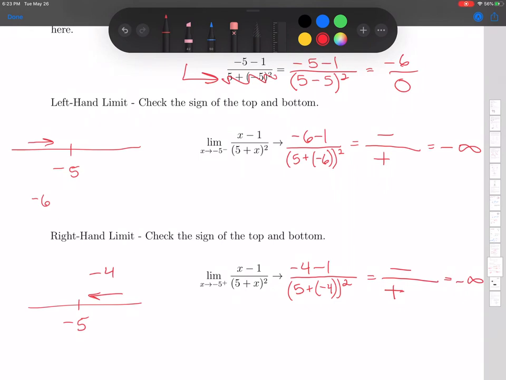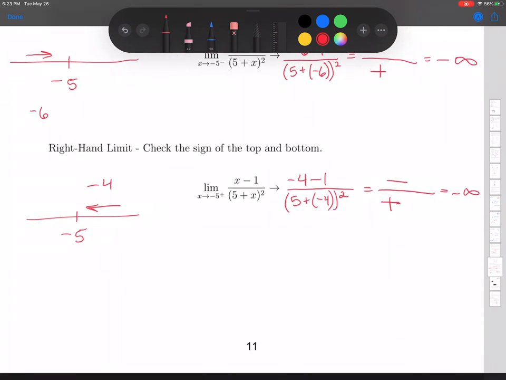Hopefully that makes sense. Okay, so what we can see here is that the left-hand side limit is equal to negative infinity. The right-hand side limit is equal to negative infinity. So the general limit, let me go ahead and conclude this.